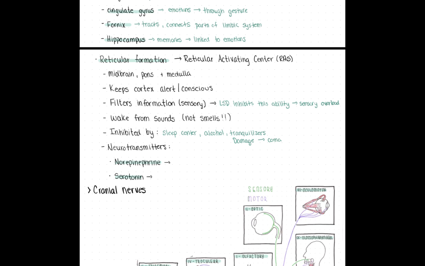Okay, good. Just the last little note on this, there are two neurotransmitters associated with this area. The one that keeps you in that state of arousal is norepinephrine. When this area is inhibited by the sleep centers from the hypothalamus, the neurotransmitter responsible for that is serotonin. So this is the sleep promoting neurotransmitter in this reticular activating center.